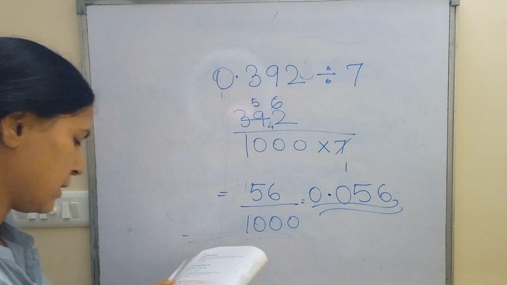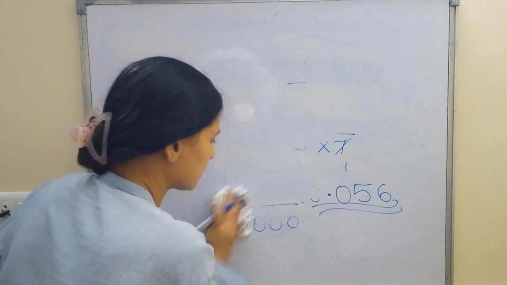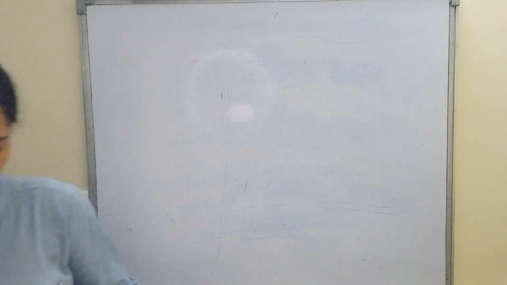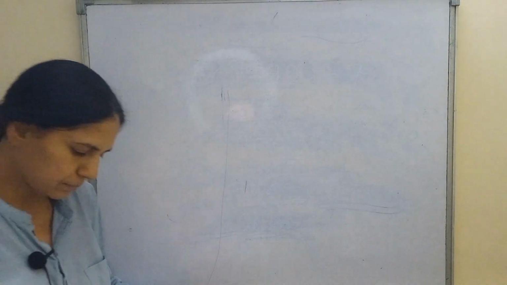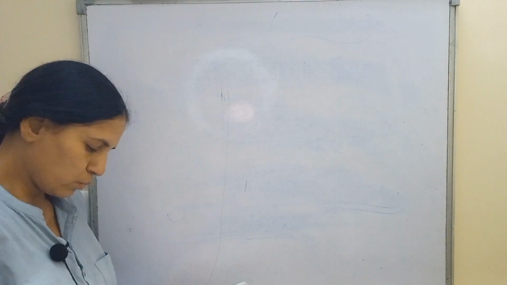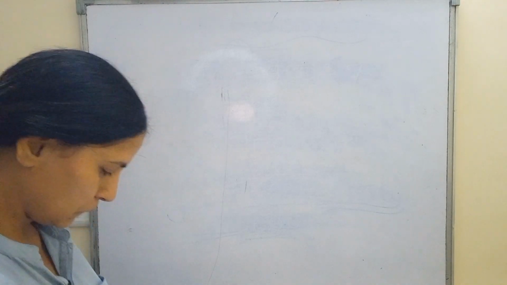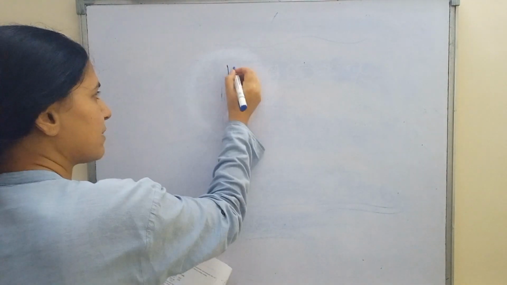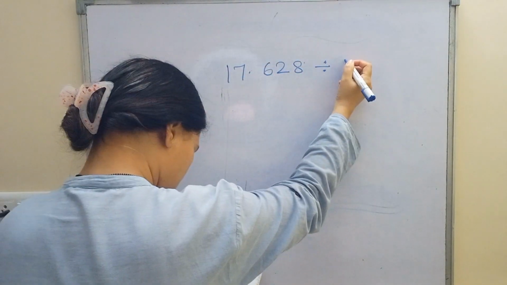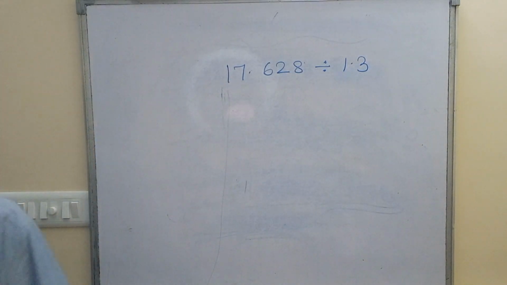Next is, come on, let's take a challenging sum. Which sum should we take? 17.628 divided by 1.3. Come on, I think this much is challenging. This one is challenging.